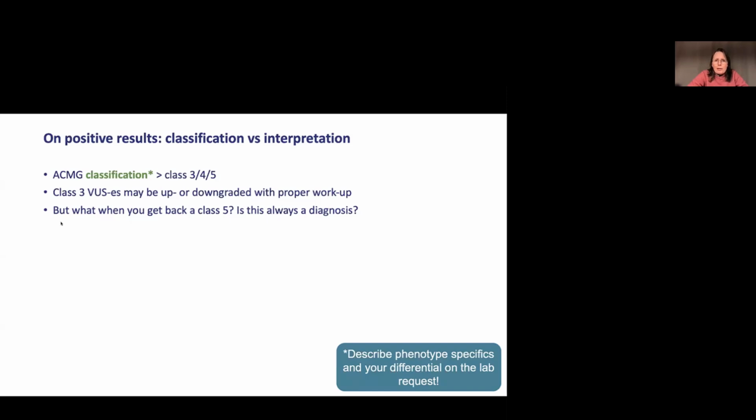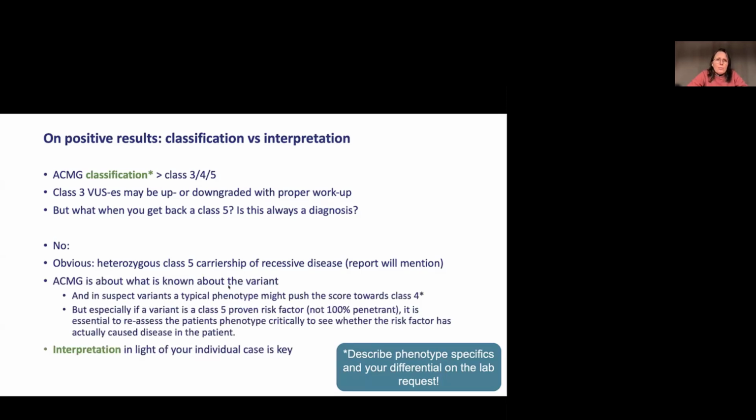But what if you get back a class 5? Is this always a diagnosis? Well, that's the question, but the answer is no. One, for obvious reasons: if you have a heterozygous class 5 carriership of a recessive disease, for which you need variants on both alleles, then it is a class 5, but it's not a diagnosis.